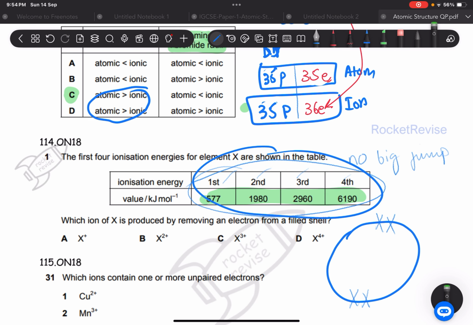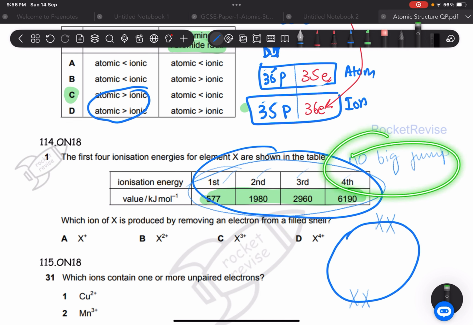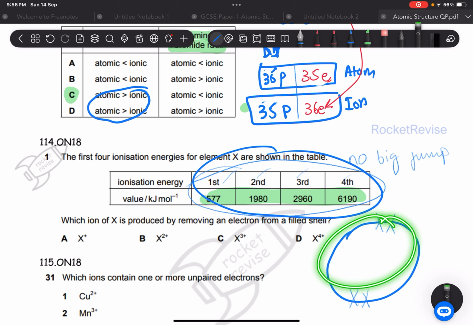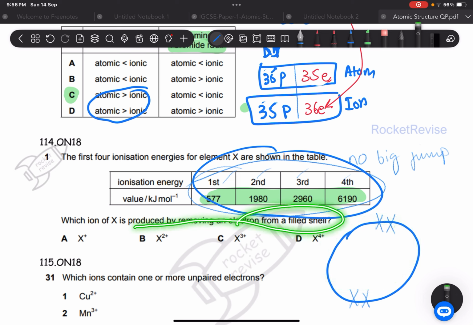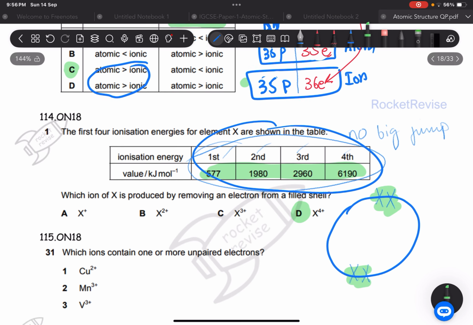So they're saying which ion of X is produced by removing an electron from a filled shell. By removing an electron. So we're talking about removing 1 electron. Since there's no big jump and all 4 electrons are being removed from the same shell, when we remove electrons from a filled shell, this is a filled shell, we're going to form an X4 plus ion. Why a 4 plus ion? Because we're removing the 4 electrons from a single shell, since there is no big jump.